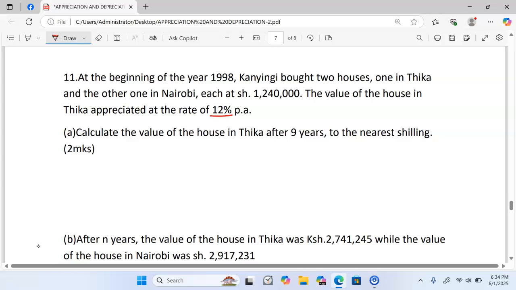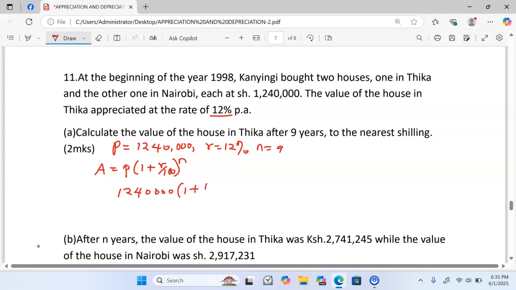Remember, the amount of money that the house was bought at represents the principal, which is 1,240,000. This house has increased in value at the rate of 12% for a total of 9 years. So the value of the house after 9 years will be calculated using the compound interest formula, where amount is equal to principal into 1 plus r divided by 100, raised to n. We have P, r and n, and therefore we substitute directly. This gives us 1,240,000 into 1 plus r, which is 12%, divided by 100, raised to the power of 9.